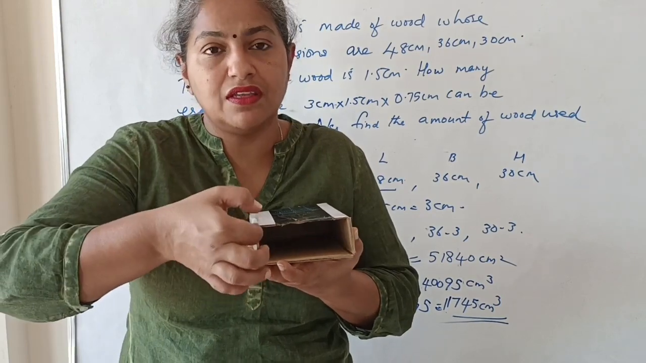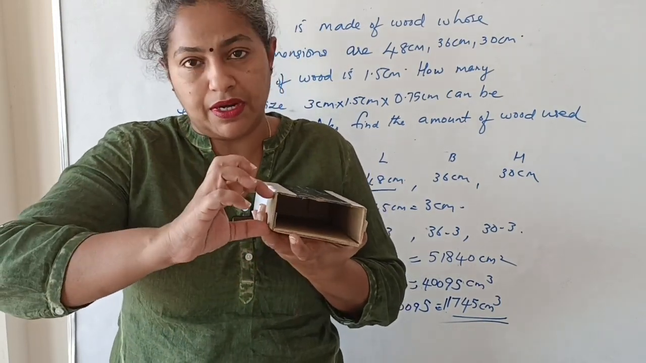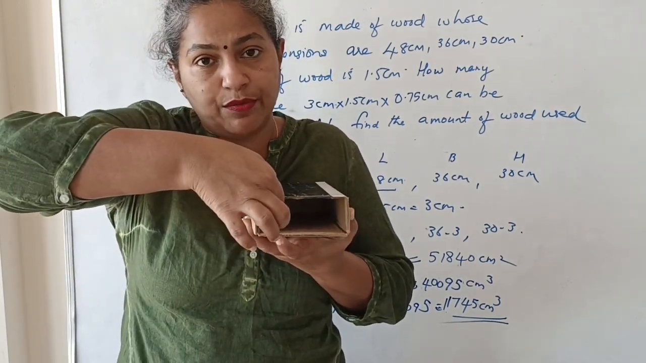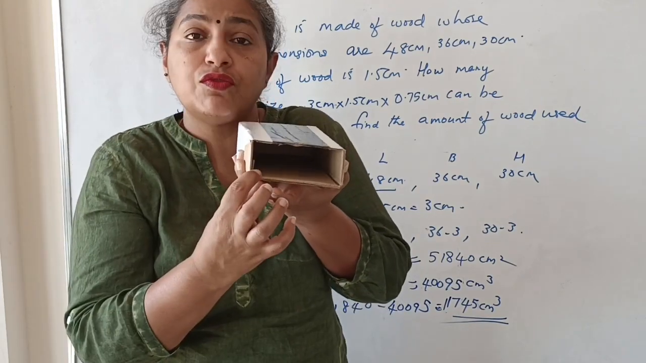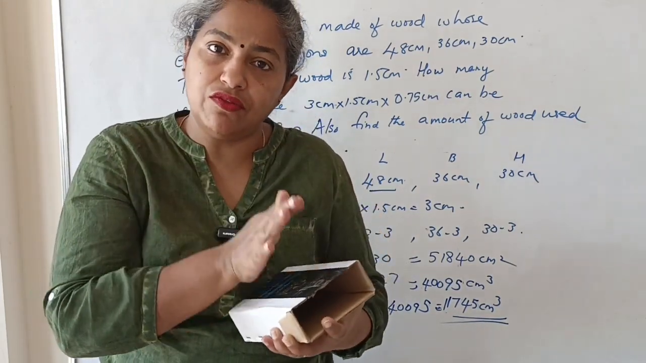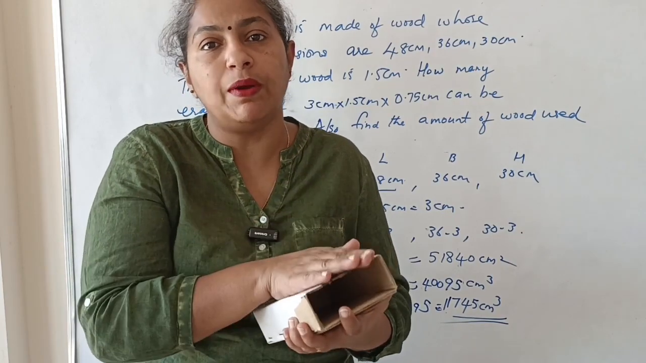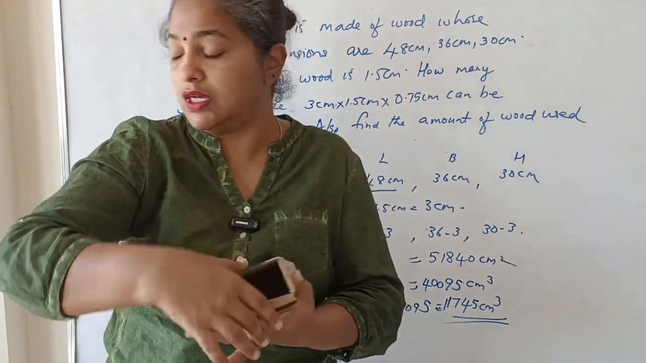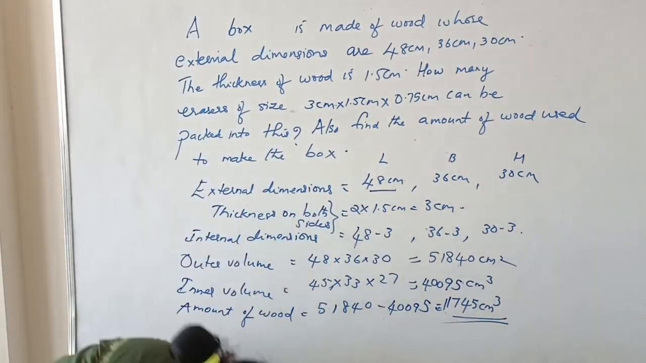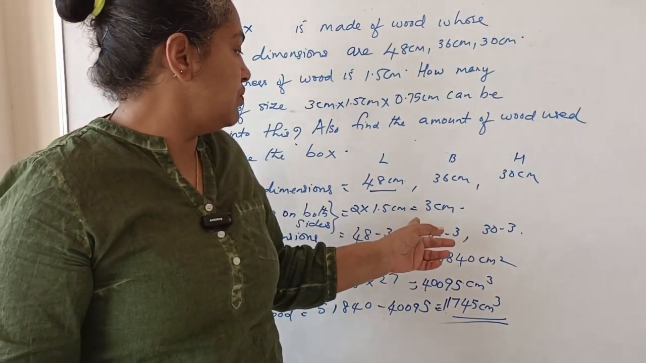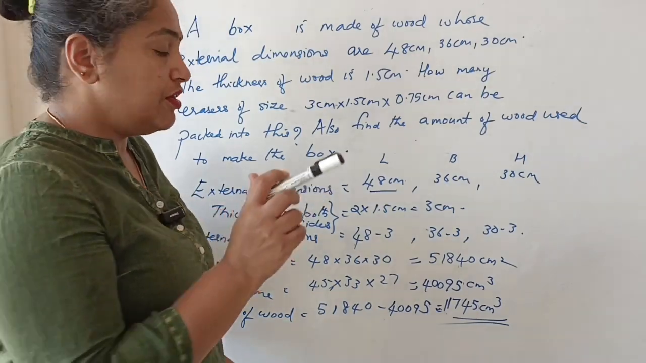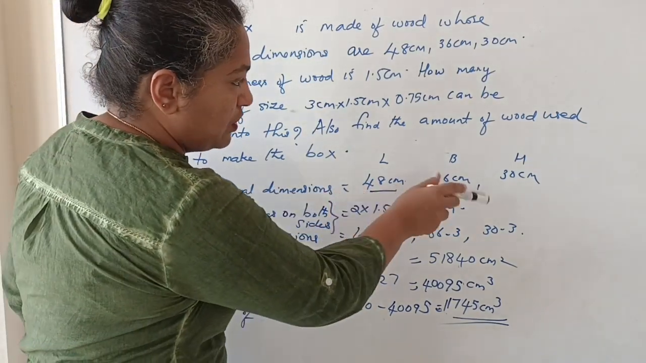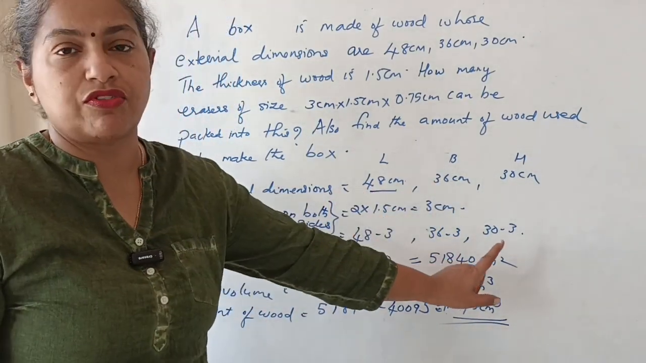So when they say the thickness of the wood, suppose I am taking the breadth, the thickness of the wood here is 1.5. I need to account for the thickness of the wood on this side also. So in the case of length, breadth and height, I have to multiply the thickness by 2 in order to account for the top part and the bottom part. So the thickness of the wood is 1.5 into 2, which is 3 centimeters, which I will reduce from each of the outer dimensions in order to get the inner dimension.